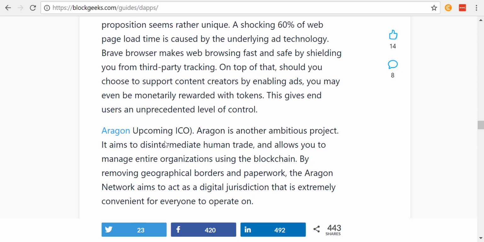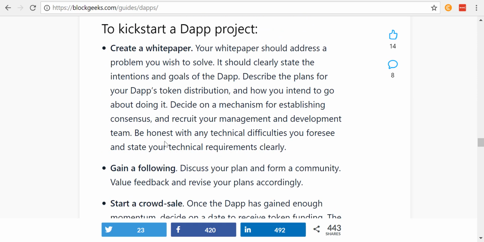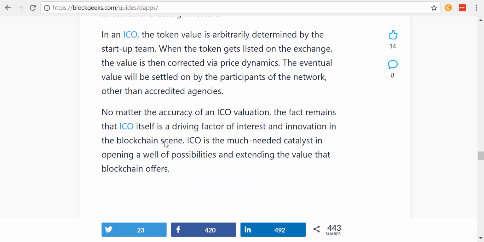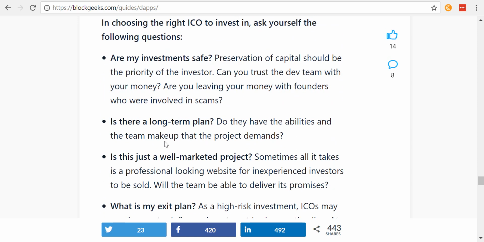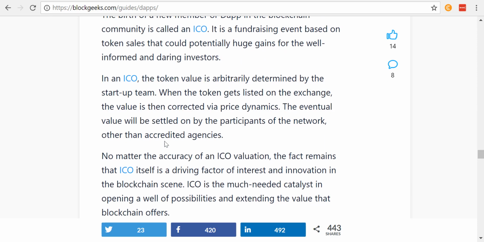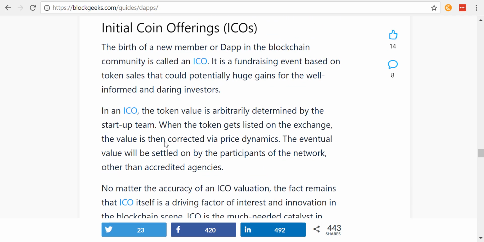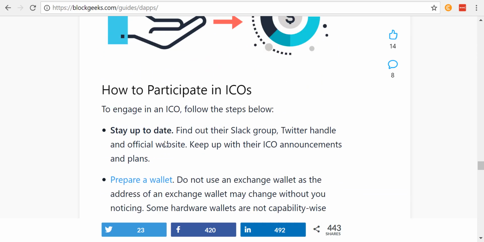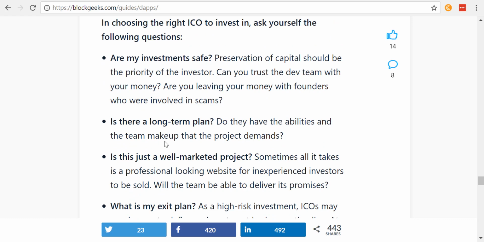One of the issues that the article talked about when it comes to investing in ICOs, and I think this applies to investing in just about anything in the space, is: is the development team able to take it to where it's going to go? Are they going to be able to do that? And can you trust the dev team? Are you leaving your money with founders who were involved in scams?